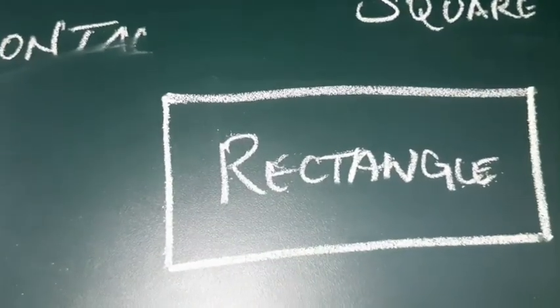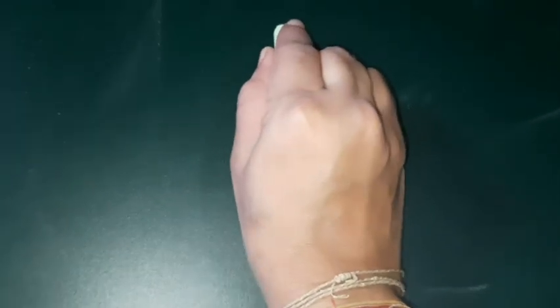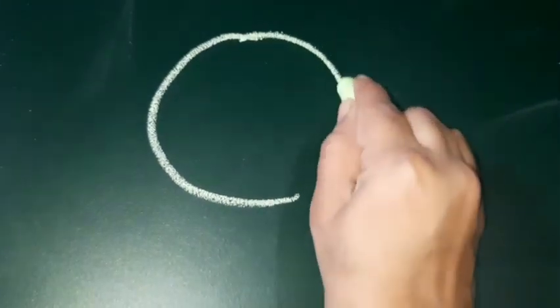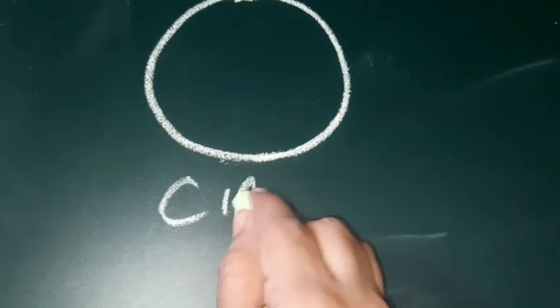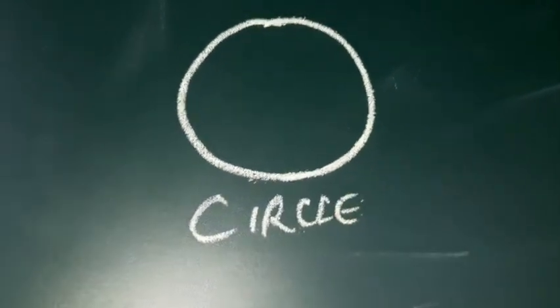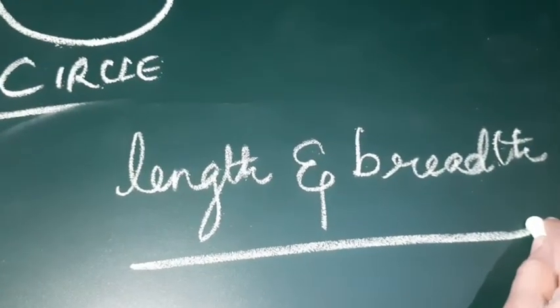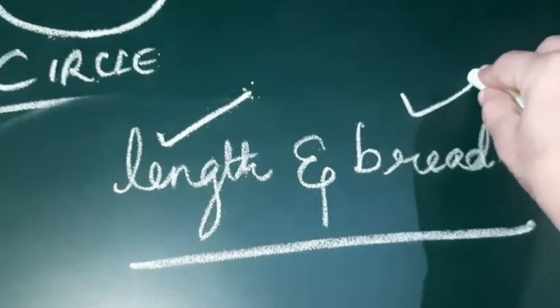Now let's get to know how to draw the circle using curved lines. To draw a circle, we use two curved lines and we join them together, and this forms a circle. A plane shape has two measurements. One is length and the other is breadth.